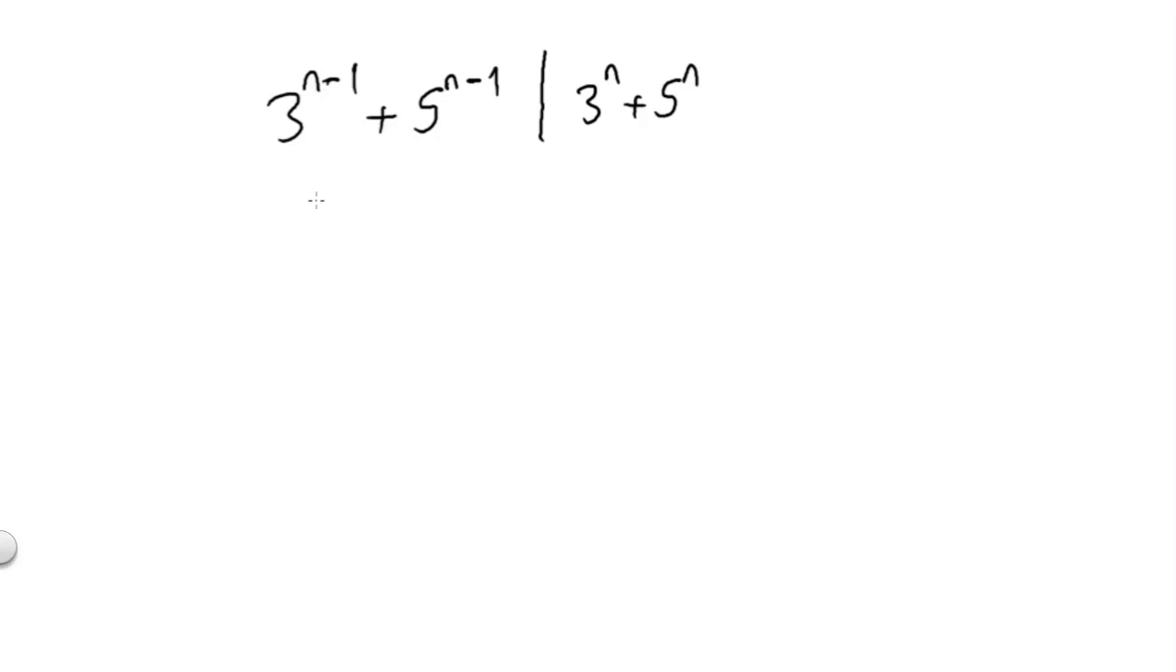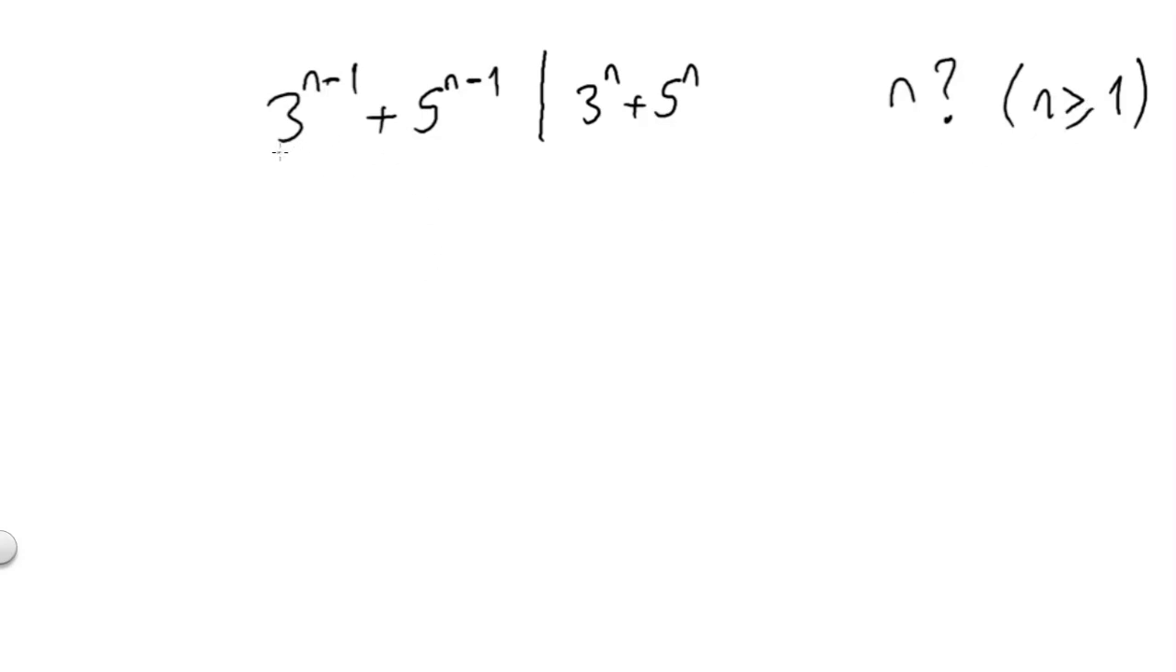Cool. So we have that 3 to the n minus 1 plus 5 to the n minus 1 divides 3 to the n plus 5 to the n. This is actually not true in general, so we are asked to find for which values of n this is true. Obviously, since we are asked for divisibility, all of these numbers are integers, so n is greater or equal than 1. Okay, cool. So basically, n is a positive integer.